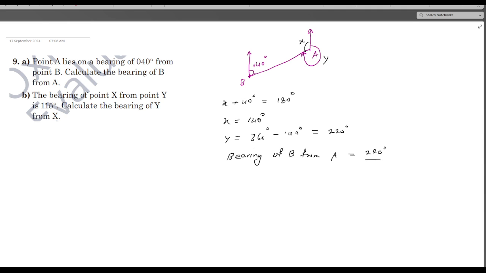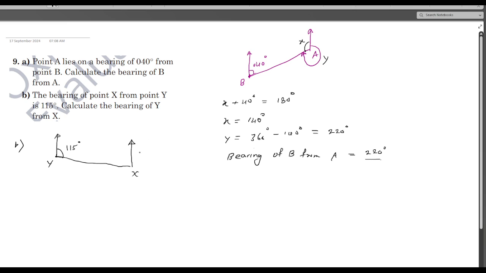Now B part, the bearing of point X from Y is 115. Calculate the bearing of Y from X. So for B part, again the same way, let us take this as Y. So from Y, X is at a bearing of 115. So it will go something like this. This is your X and this angle is 115 degrees. We have to find the bearing of Y from X. That is this angle we need to find out.